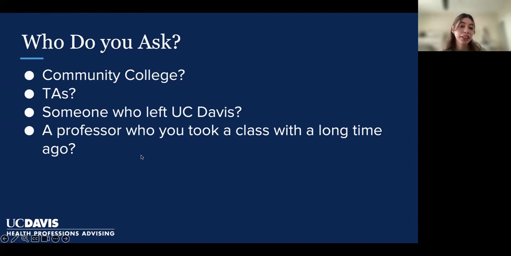A professor who you took a class with a long time ago. I already talked a little bit about this one, but again, maintaining contact is super, super important when asking for these letters of recommendation. You can either ask them to write the letter right now and store it until you are ready to apply, or you can ask the professor to write the letter when you are ready to apply, but you just have to, again, maintain that contact.